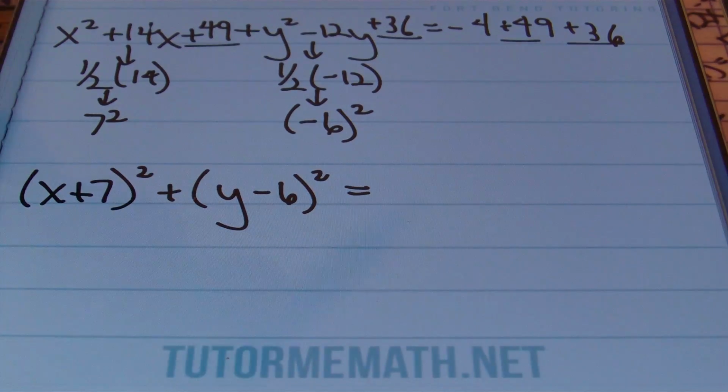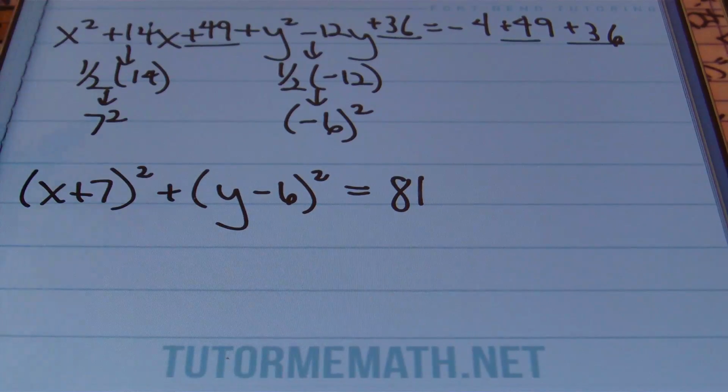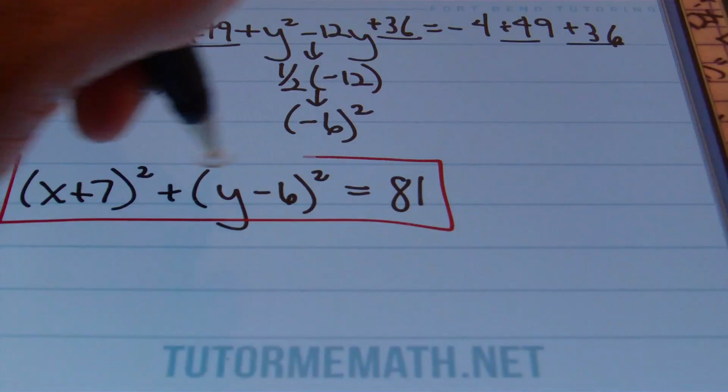And on the right side here, you want to go ahead and add those together. So -4 plus 49, that gives you 45, right? And then 45 plus 36, that's 81. Very good. There's your answer. So let's go ahead and box it up. Let's go ahead and gift wrap our answer.